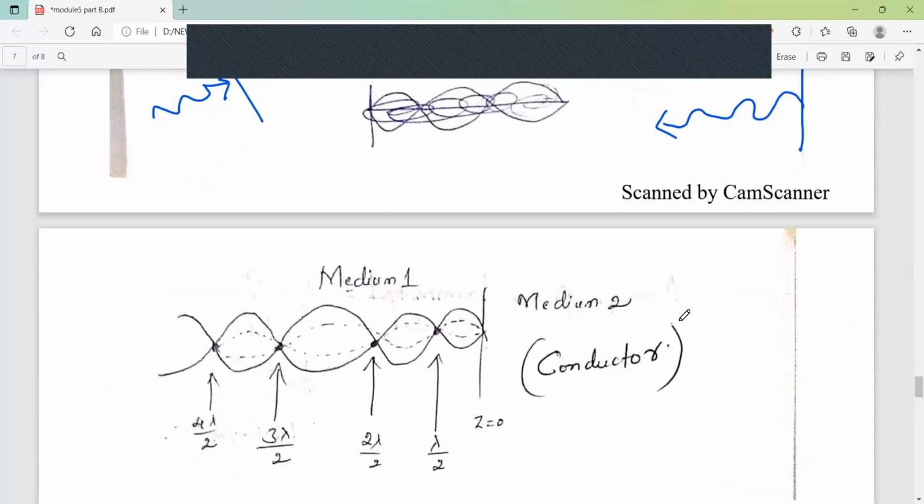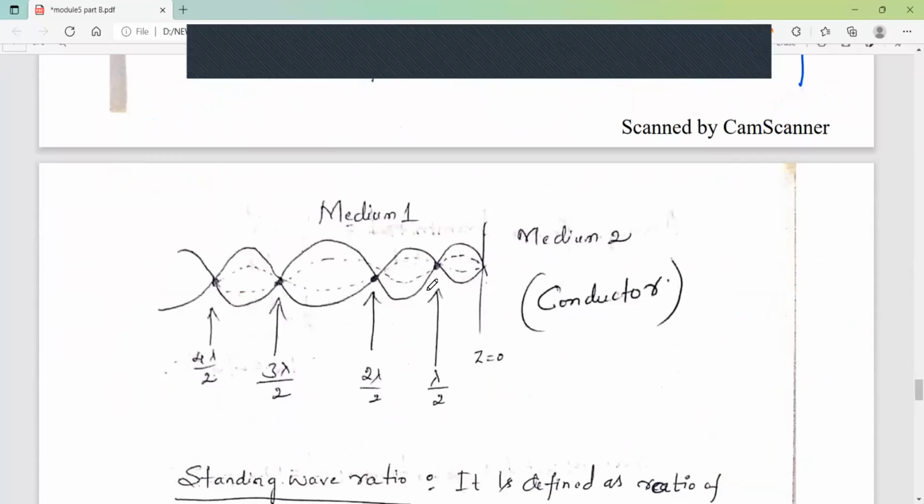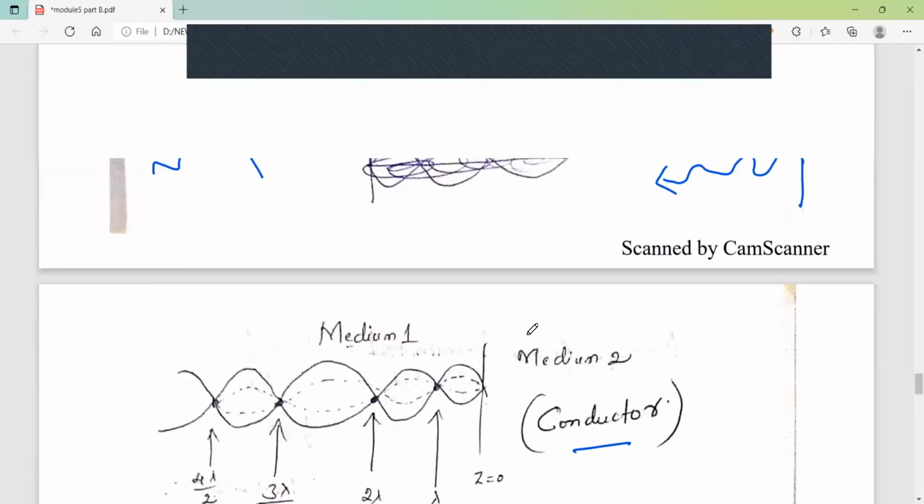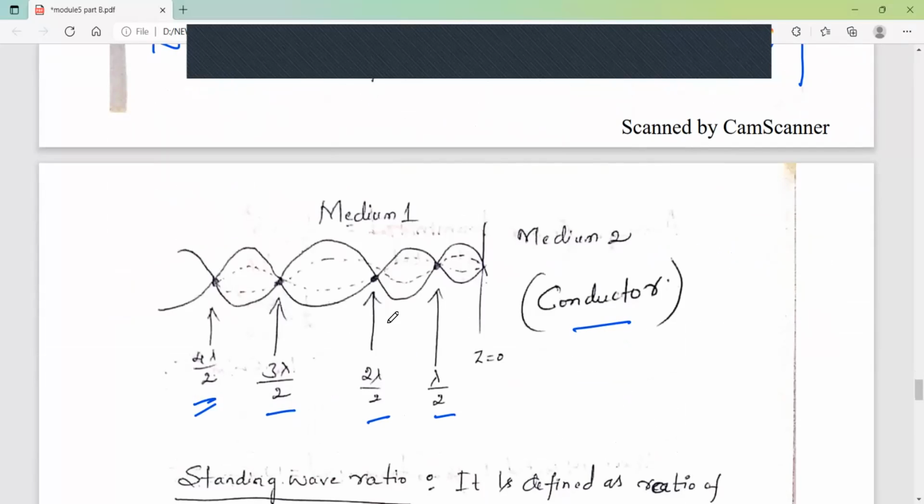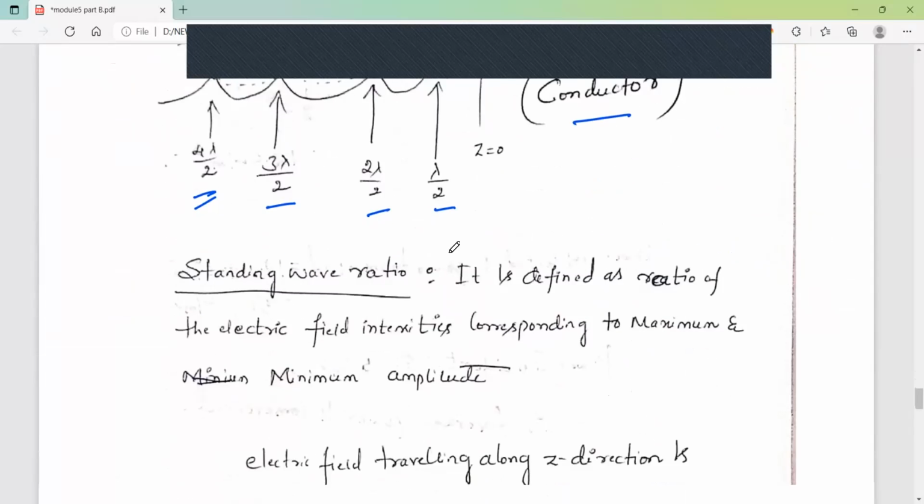So over here, this is a proper diagram. You can see both incident and reflected wave are shown here. Medium 2 is a conductor, medium 1 is the free space or a dielectric medium. So over here you can see at nodes lambda by 2, 2 lambda by 2, 3 lambda by 2, 4 lambda by 2, we are going to get minima points. So at n lambda by 2 points, we are going to get minima points.